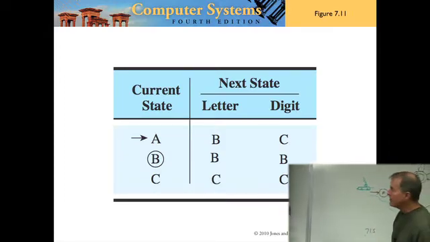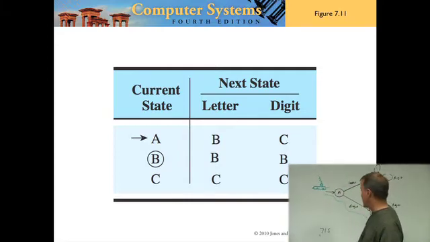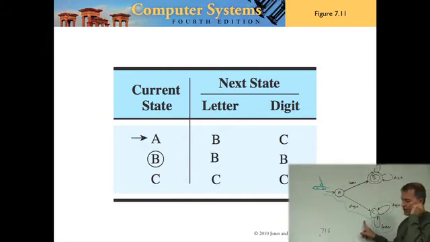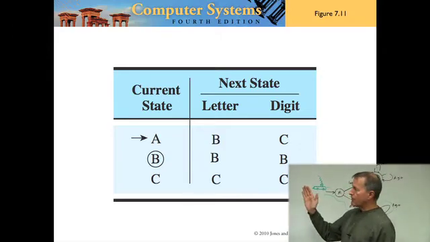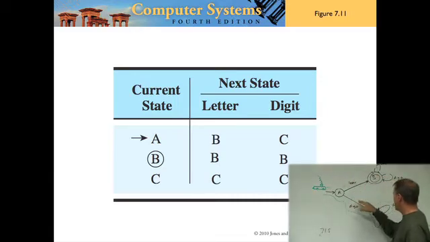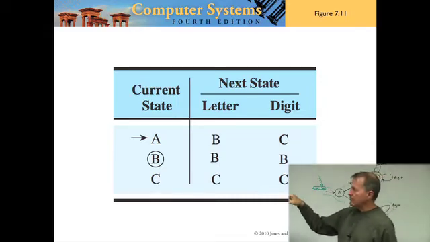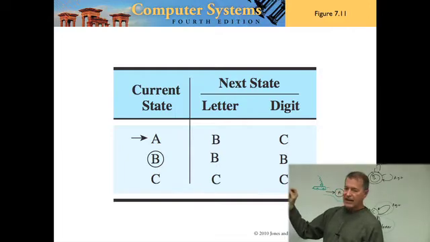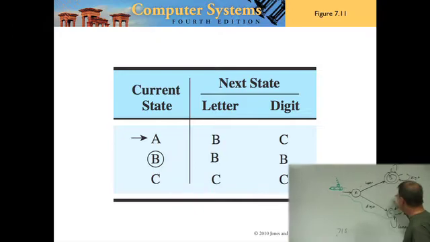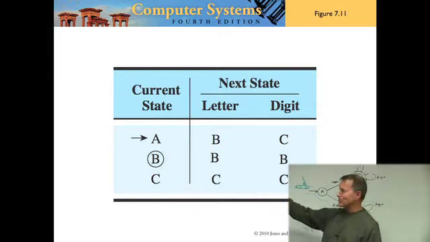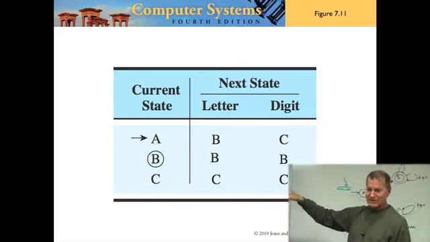Figure 7.11 is the state transition table that corresponds to this finite state machine. Here's what we do. We list on the leftmost column the current state. We have 3 states here, A, B, and C, so we list the states A, B, and C. We put a little arrow drawing into A. That indicates that A is the start state. Are you with me? We put a circle around B. It's 2 circles here, but we only need 1 circle because we don't put circles around the other ones. So B is the final state.